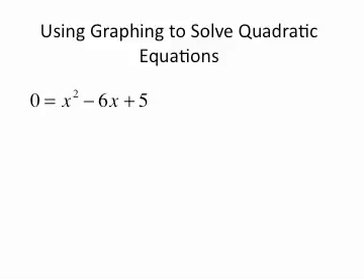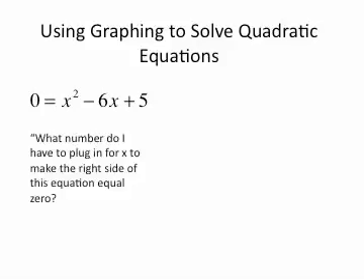In the last chapter, we worked with equations that look like this. 0 equals x squared minus 6x plus 5. And we asked the question, what number or numbers can I plug in for x to make the right side of this equation be equal to 0? In other words, what number for x makes this equation balance?